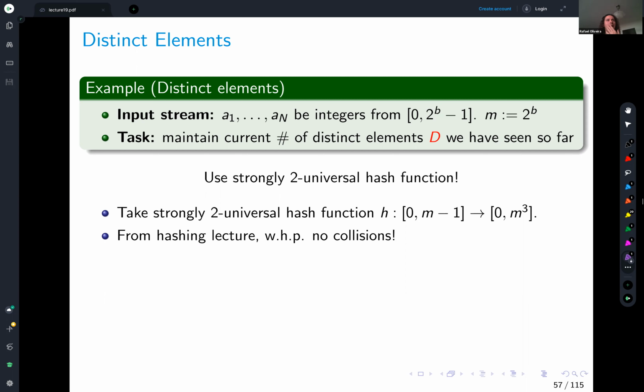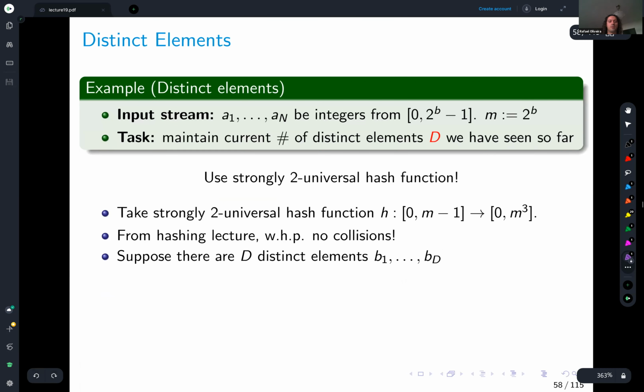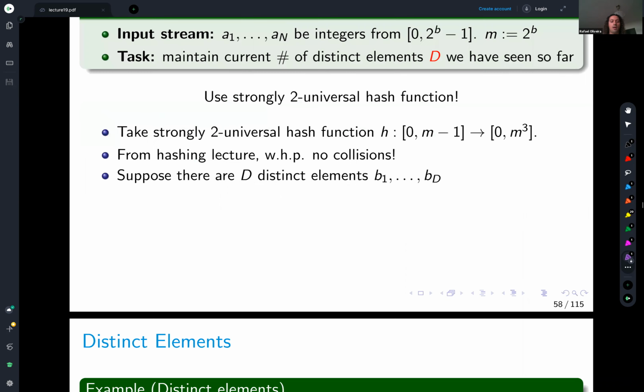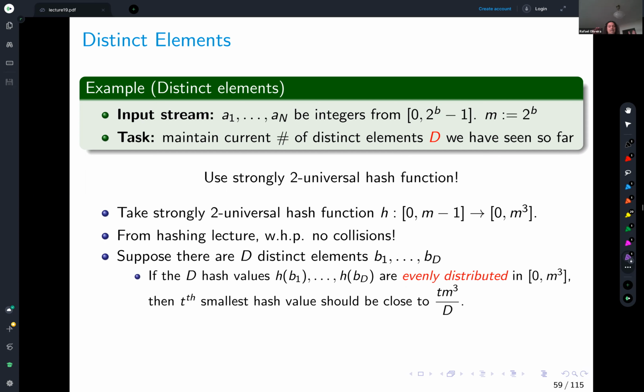But now you're asking, how can we still avoid storing these elements? Here's the idea. Suppose that there are d distinct elements, b1 up to bd. Now if the d hash values were evenly distributed in 0 up to m cubed, then we know that the t-th smallest hash value should be close to t times m cubed over d. Does that make sense?